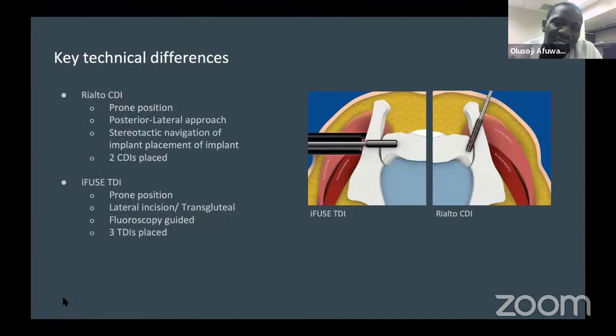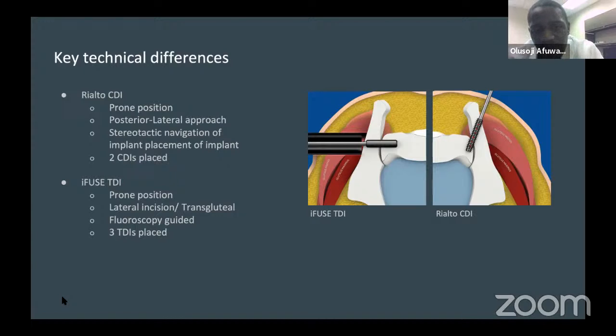Now, there are some key technical differences between these systems. The Rialto cylindrical threaded implants were placed in a posterior lateral position under stereotactic guidance, so these patients required an O-arm spin for navigation. The thought is that by avoiding the gluteus muscles, the patient has a higher chance of better outcomes, because they anticipate less pain from disruption by not going through the muscles.